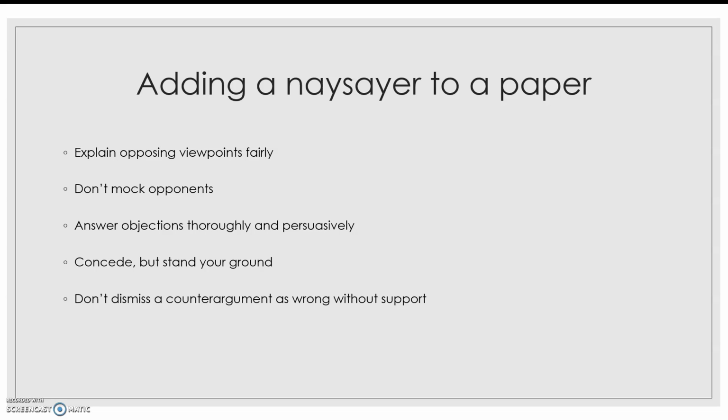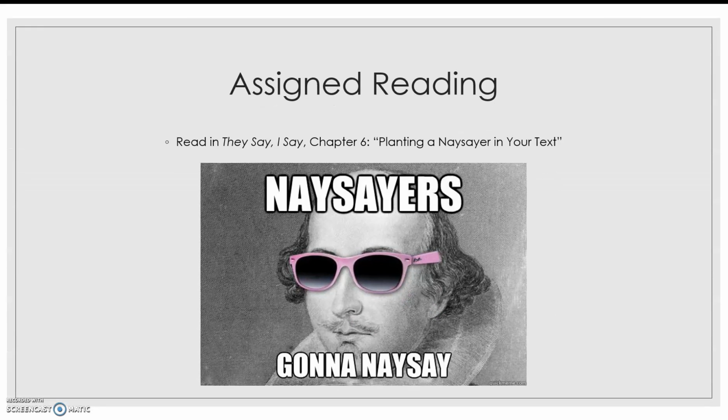Okay, so I mentioned this at the beginning, but if you have not yet read They Say, I Say Chapter 6, Planting a Naysayer in Your Text, you should do so and take notes. And then this PowerPoint and that chapter will get you set up for the final timed writing number 4, where you'll be doing something with naysayers, and then also for your last quiz that you have on naysayers.